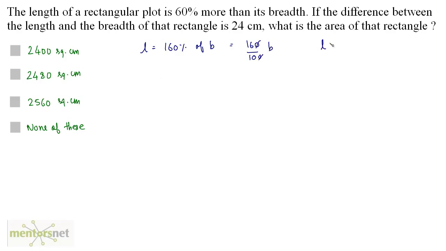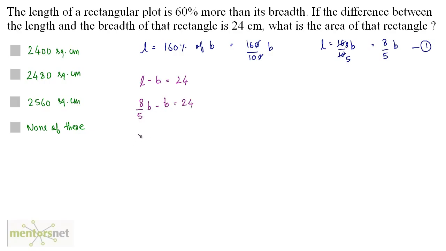So I have L is equal to 16 by 10B, and if I divide it by 2, 2 times 8 is 16, 2 times 5 is 10. So L is 8 by 5B. That's one equation. Now we have also been given the difference between the length and the breadth as 24. So L minus B is equal to 24. Now put the value of L in this equation, and that's 8 by 5B.